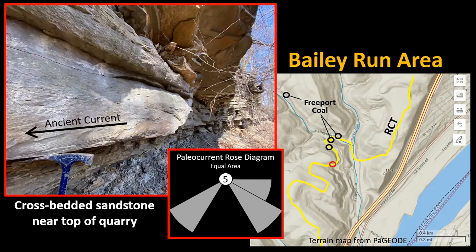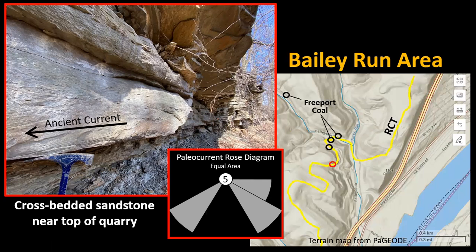Up at the top of the quarry, this is the sandstone. I hope you can see the cross lamination here, the laminae coming down from right to left, indicating the ancient current in this layer flowed from right to left.